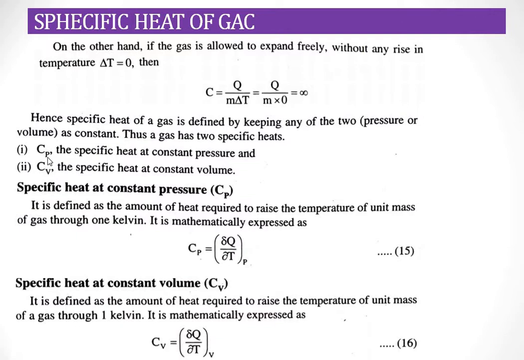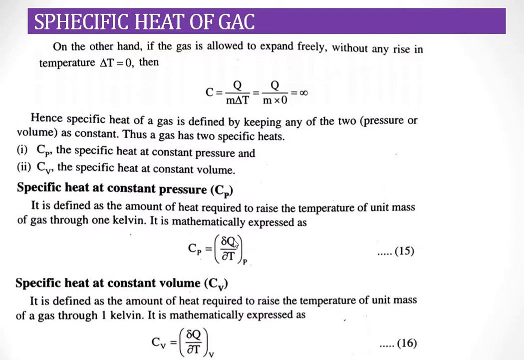That is, normally we calculate the specific heat of a gas at constant pressure and the specific heat of a gas at constant volume. To keep the pressure constant, and to keep the volume constant, it needs some amount of heat. So what is Cp? Cp is the specific heat at constant pressure. It is defined as the amount of heat required to raise the temperature of unit mass of a gas through 1 Kelvin at constant pressure.